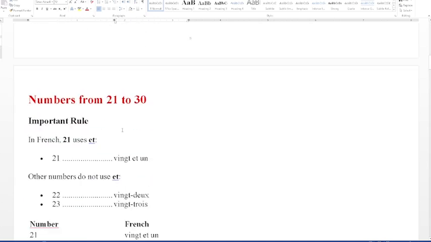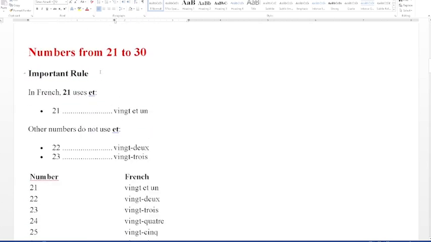Okay, let's move on. This is from 21 to 30. Now what you need to know here, there's a very important rule. When you come to 21, you use et. You are going to say vingt et un, because you are going to say 20 and 1. So there must be et between 20 and 1. That's 21. Now after that, you don't say et again.